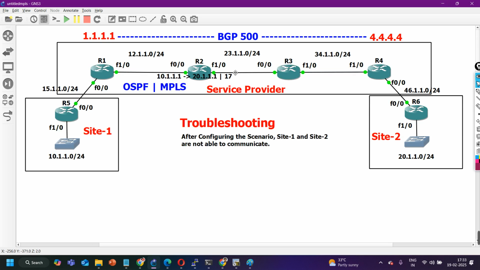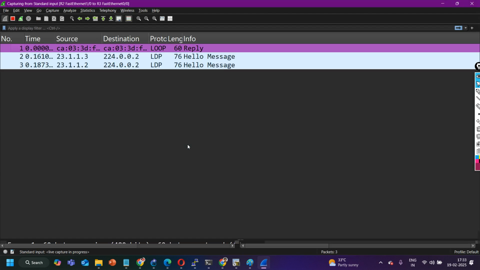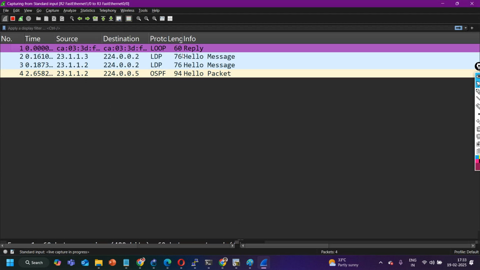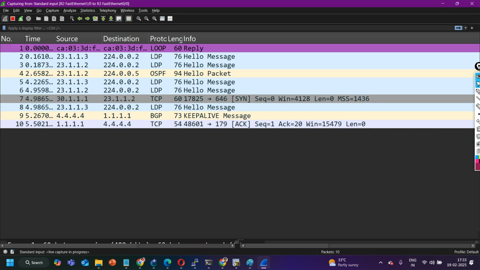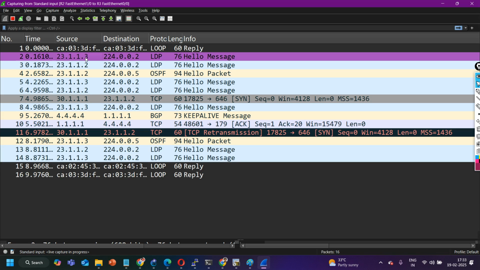Okay, so if I am going to capture this link, right, and here if I check the LDP message, so this LDP message is from 23.1.1.3, for example.